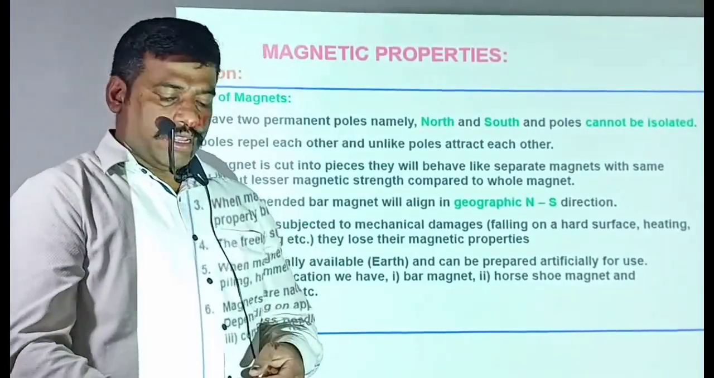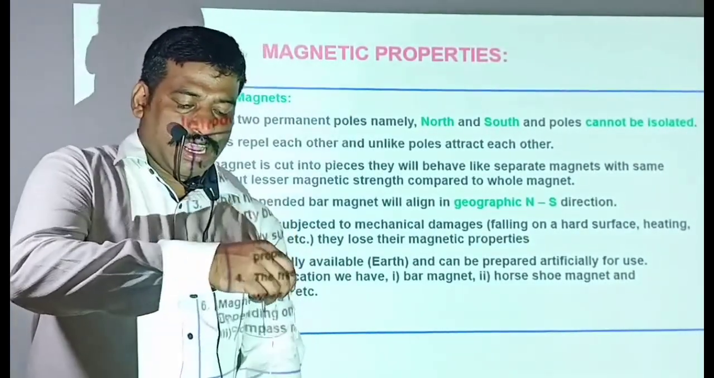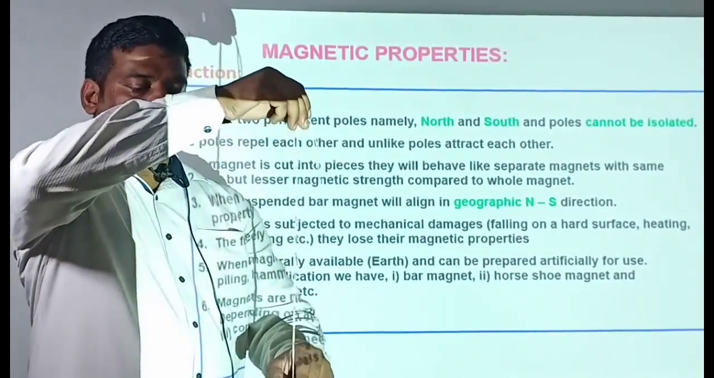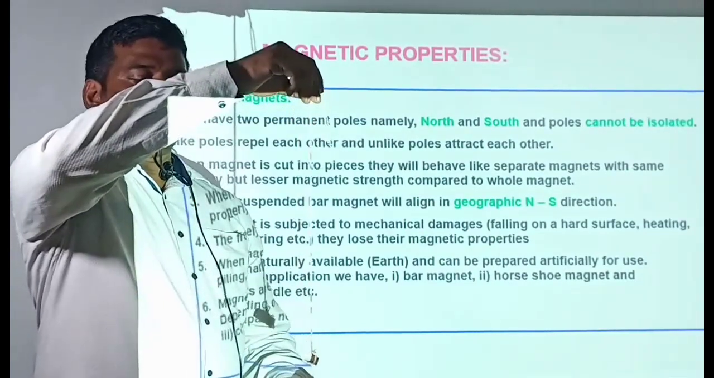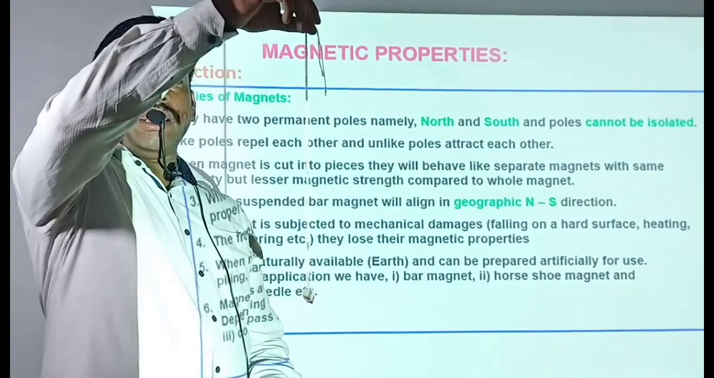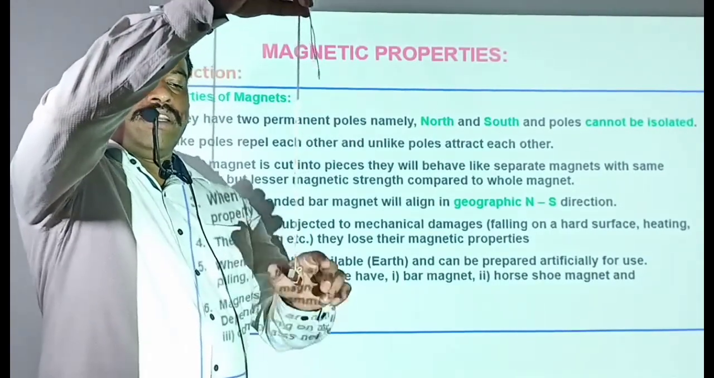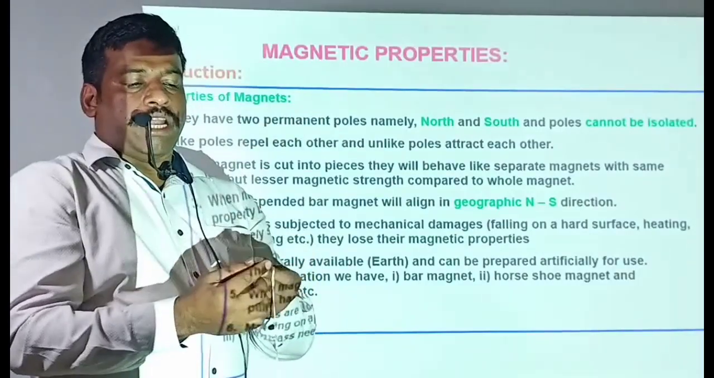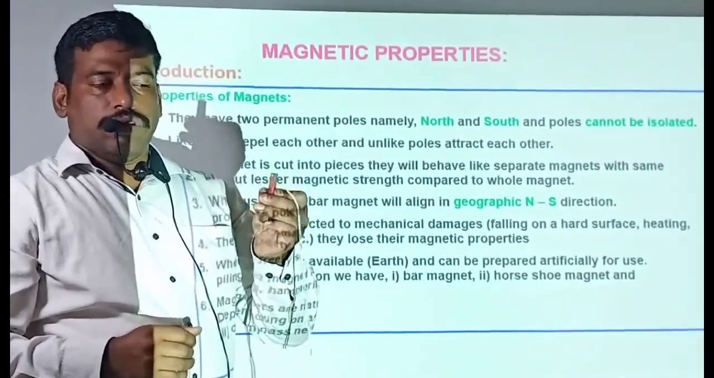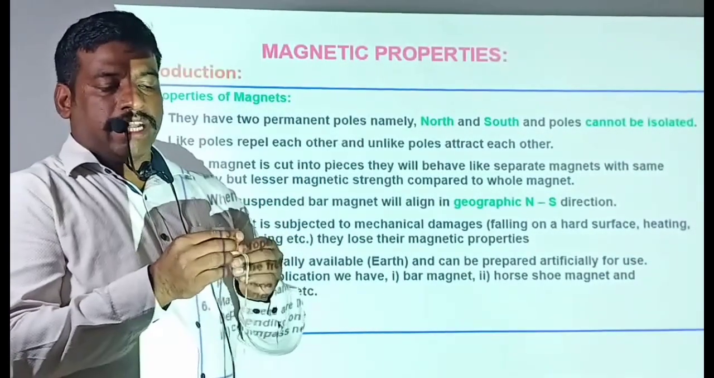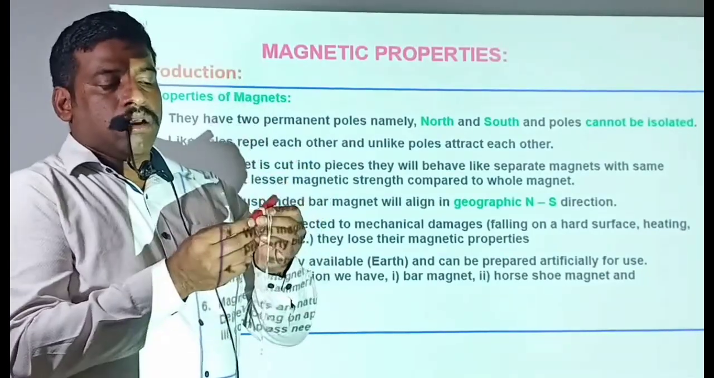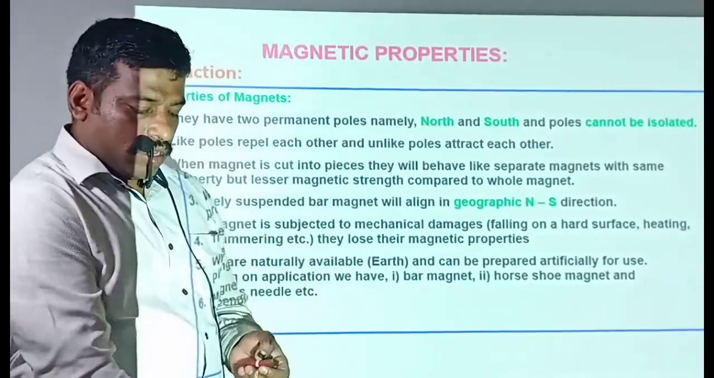How to say that it is a north pole? Let us take a bar magnet itself and suspend it freely in the air. So this will stand still in a particular orientation, which is representing geographic north-south. Means the pole region which is directed towards geographic north is taken as the magnetic north pole, and the region which is directed towards geographic south is taken as the magnetic south pole.